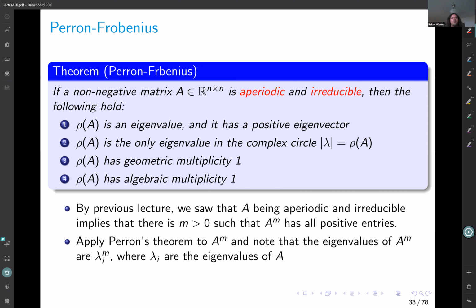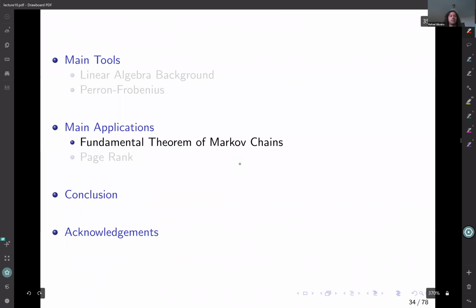All right, so by the previous lecture we saw that A being aperiodic and irreducible implies there is this m. So now we reduce this to Perron's theorem, and then we can conclude here. So that's Perron-Frobenius, and this concludes the second part. Now we'll go to the applications.